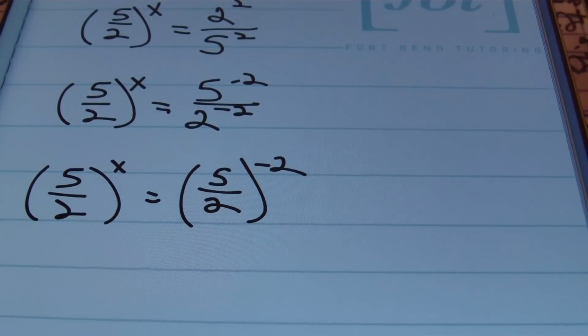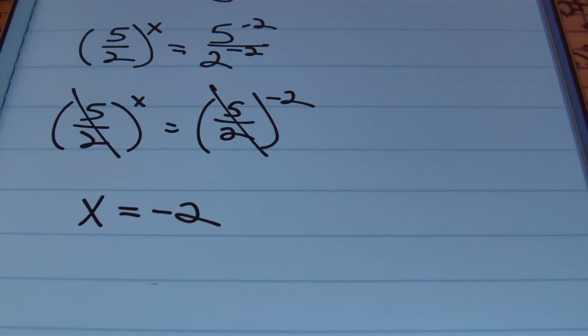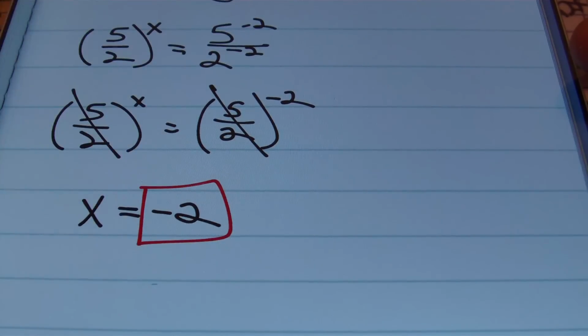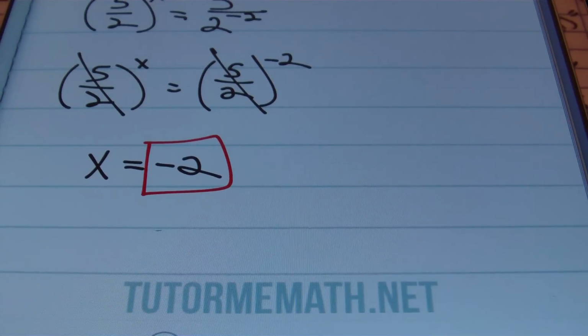All right, so finally, ladies and gentlemen, I am showing that I have identical bases to the left and the right, which means the 5 halves can now be canceled. So I'll be bringing down x equals negative 2, and this is my answer. I'm red boxing it. There you go. That's the answer, ladies and gentlemen. X equals negative 2. That was problem number 5. Let's keep it moving.